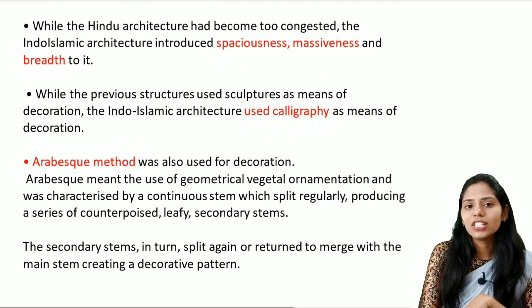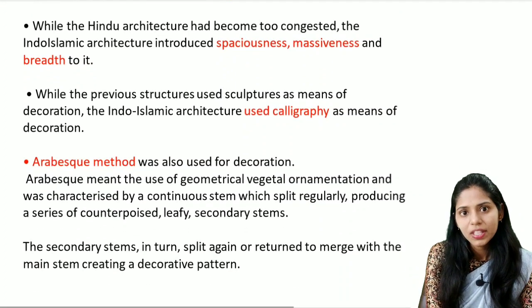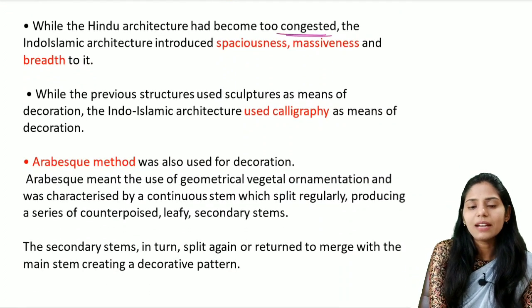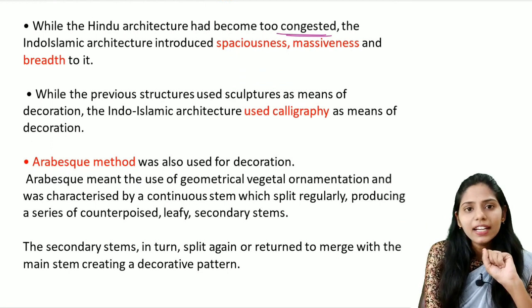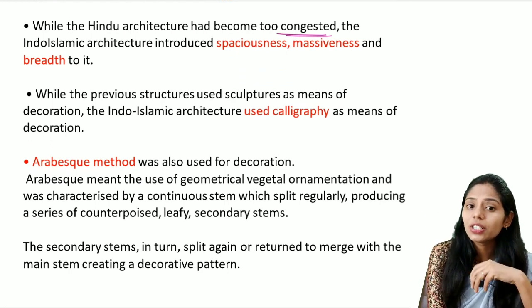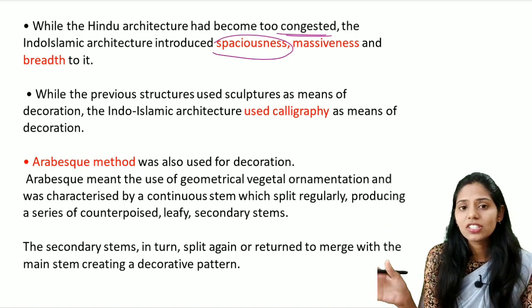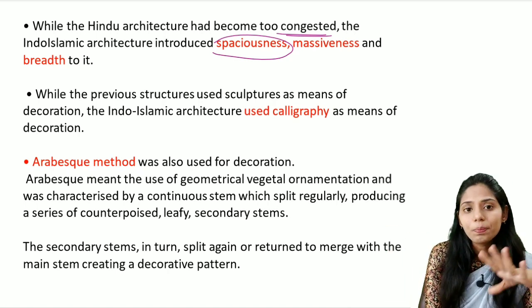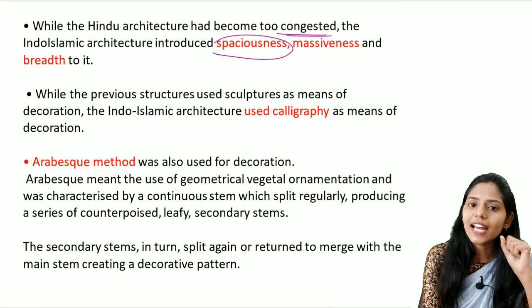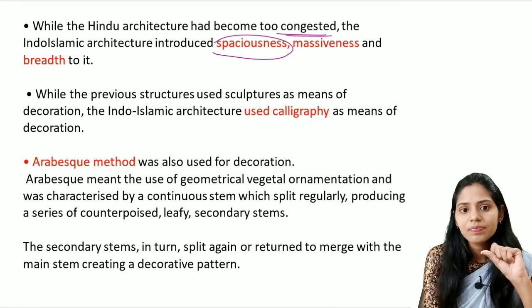And the next important feature is, while the Hindu architecture had become too congested, that means very congested, this Islamic architecture introduced spaciousness. They are very large and very big in structure, that is the massiveness, and also breadth to it. And they started using different sculptures.